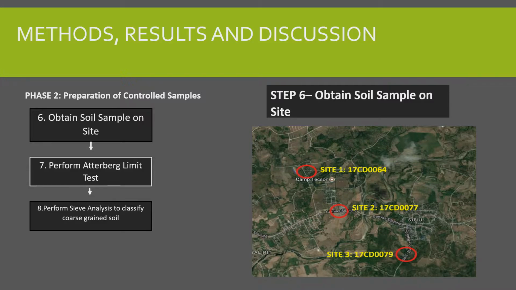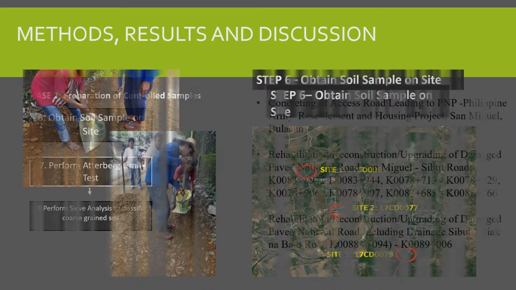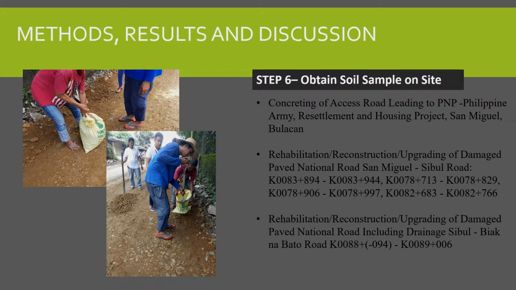So soil samples from the sites were taken from the 3 main road projects of the Department of Public Works and Highways, namely, 17CD64, concreting of access road leading to PNP resettlement and housing project, San Miguel, Bulacan; the rehabilitation and reconstruction upgrading of damaged paved National Road, San Miguel, Cebu; and lastly, the rehabilitation, reconstruction, upgrading of damaged paved National Road including drainage in Sibol, Biak na Bato, San Miguel, Bulacan.